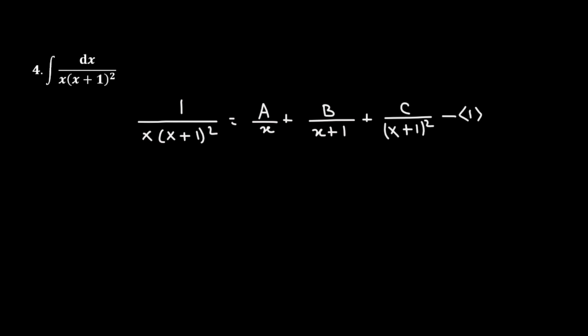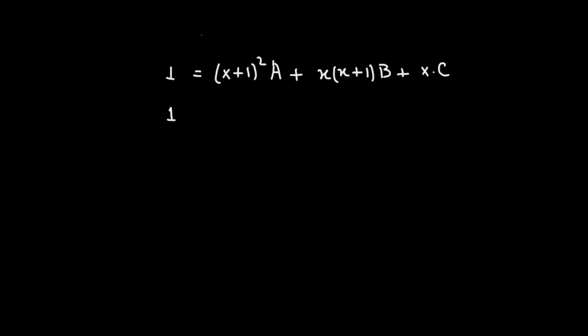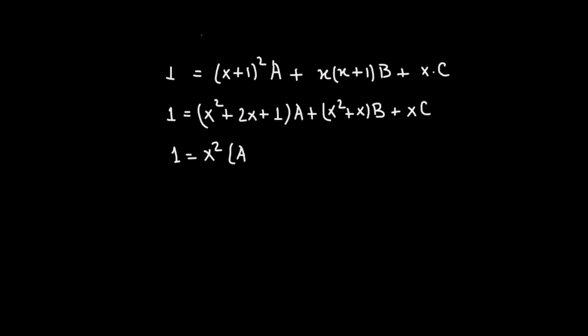Then we multiply each side of equation number 1 with the least common denominator, that is x times (x plus 1) whole squared, which will give us 1 equals (x plus 1) whole squared times A plus x times (x plus 1) times B plus x times C. Then we simplify this equation, so that should give us 1 equals (x squared plus 2x plus 1) times A plus (x squared plus x) times B plus x times C. Now we are going to write all the like terms together, so that will be x squared times (A plus B) plus x times (2A plus B plus C) plus A.